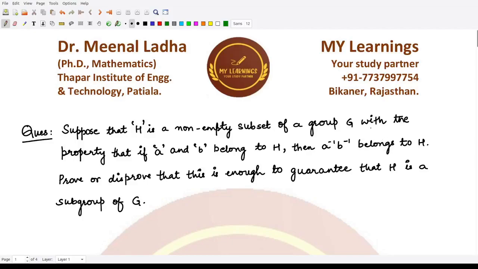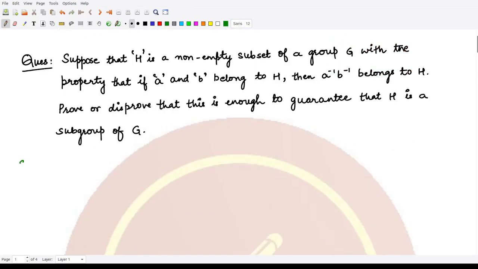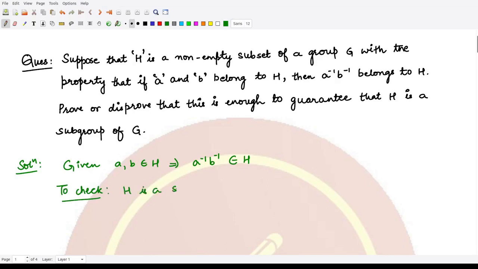In this video we solve this question which states that suppose that H is a non-empty subset of a group G with the property that if A and B belong to H, then A inverse B inverse also belongs to H. So we are given this property that A and B belonging to H implies A inverse B inverse belongs to H, correct? This is the property. So here we need to check whether H is a subgroup of G or not, right?